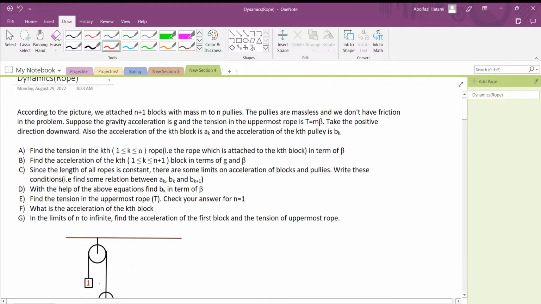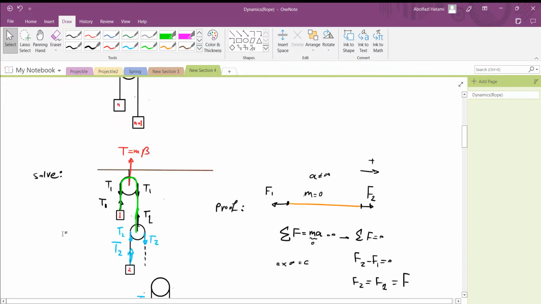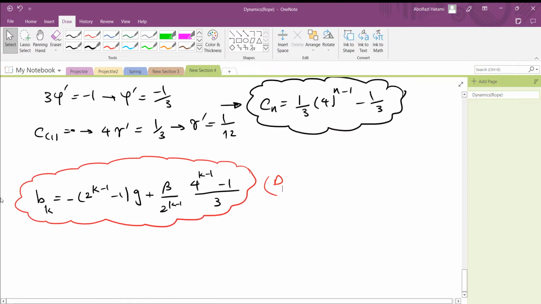Yes. So now it wants us to find the tension in the uppermost rope T. What was the tension in the uppermost rope? It was T equals m beta. Actually, it wants us to find exactly what beta is. And also, we should check our answer for n equals 1. But how can we obtain what beta is with the help of part D? Because the problem is level by level. We should obtain each part from the previous parts. How can we understand what beta is?